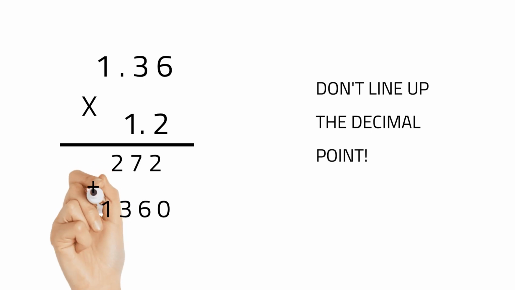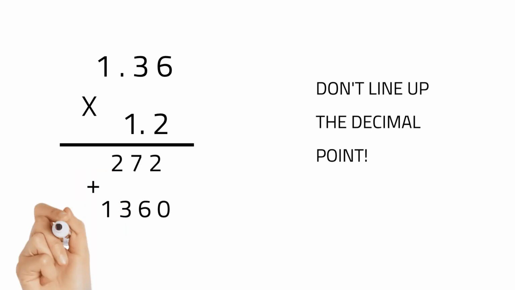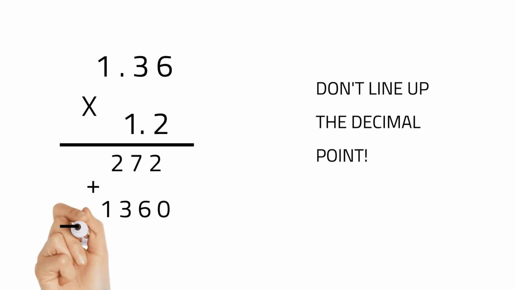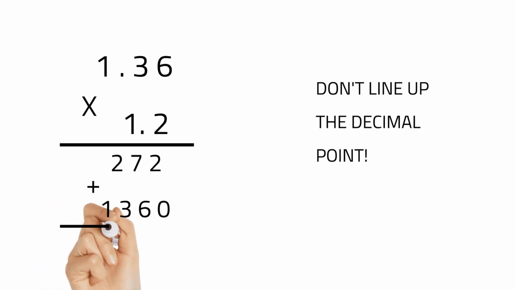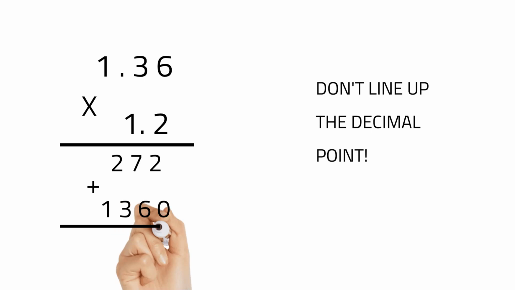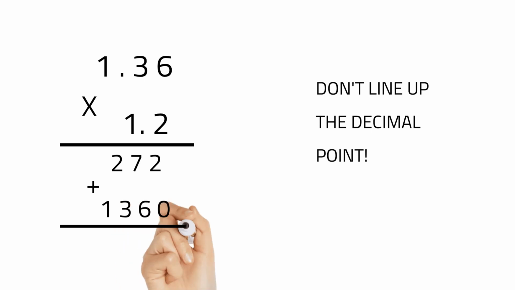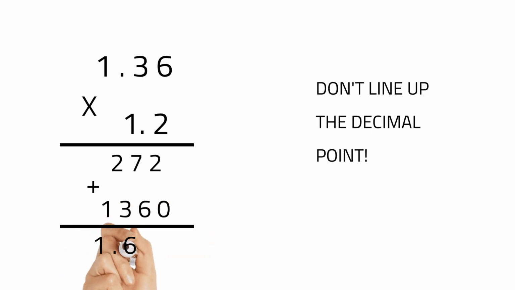How is because we count how many numbers are behind the decimals. So there are 1, 2, 3 numbers, which are 3, 6, and 2. So we put the decimal point 3 numbers away, which is 1.632.